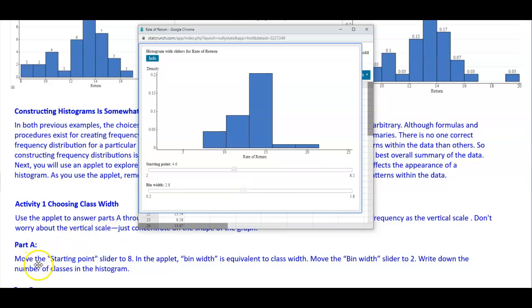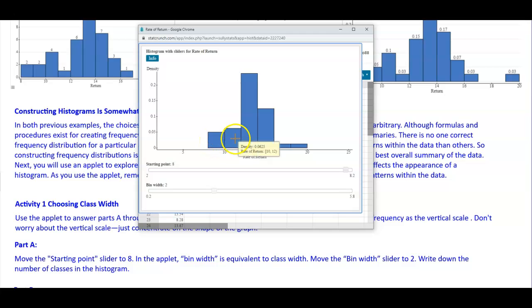For part A, it says move the starting point slider to 8. So we're going to move all the way to where the number says 8. There's the number 8, so the starting point is 8. In the applet, the bin width is equivalent to class width, so we're going to move the bin width slider to 2. Let's go down here to 2. It says write down the number of classes in the histogram. Well, how many classes do we have? This is a bar, so that's 1, that's 2.